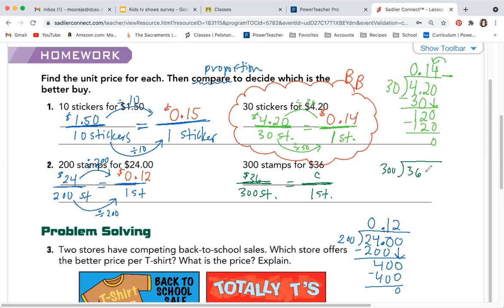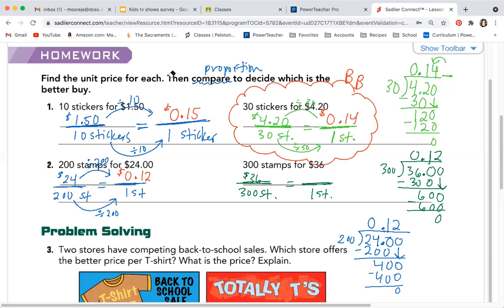You have to add, wait, no, you have to go to the 3, right? Oh, no, you have to add a 0. So do I just put a 0? Do I have to add a decimal point first? Add a decimal point first. Yes. Decimal, decimal, 0. Now how many times does 300 go into 360? 1 time, right? Keep her going. 6, 0, drop down another 0. 300 goes into 600 how many times? Oh, hey, look at that. So they both have 12 cents as their cost.